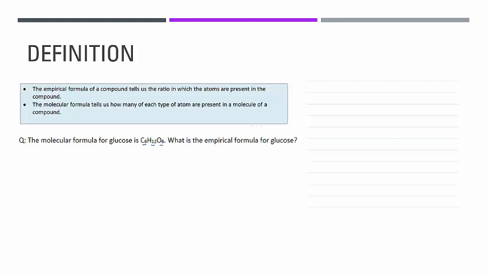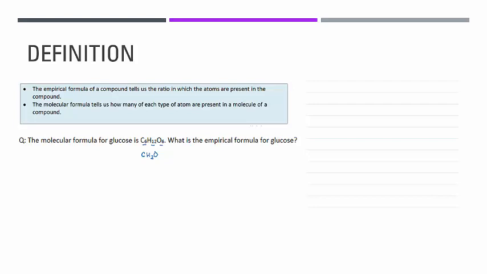Now the empirical formula, that's where if there's a common factor to all of those numbers, you can simplify down to the nearest whole number ratio. In this case, a common factor is 6. So 6 divided by 6 is 1, so we end up with 1 lot of carbon. 12 divided by 6 is 2, so 2 lots of hydrogen. And 6 divided by 6 is 1, so the empirical formula for glucose is CH2O. I've divided all of those numbers by 6 to end up with the empirical formula.